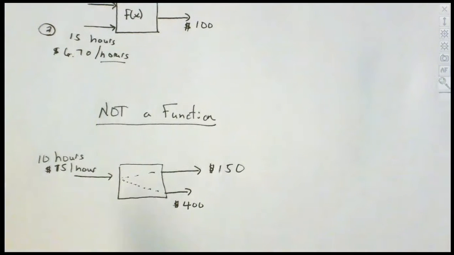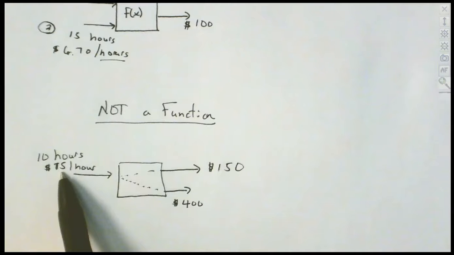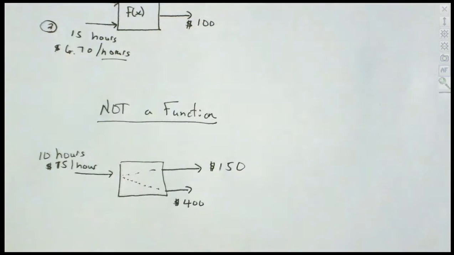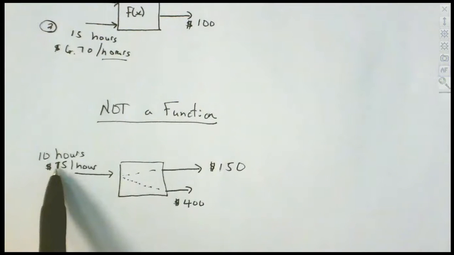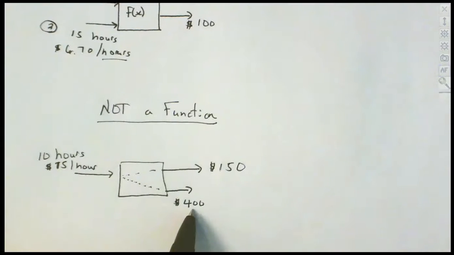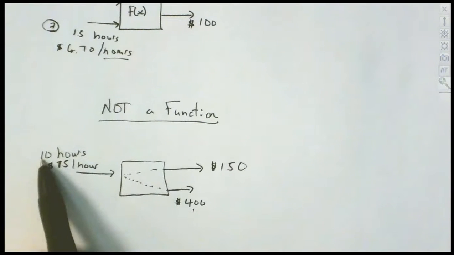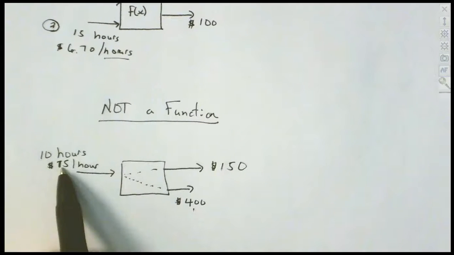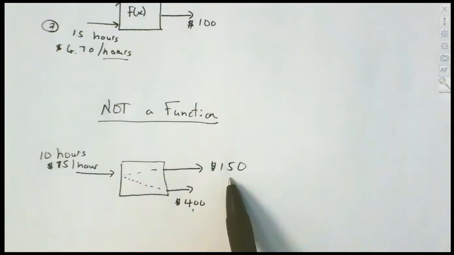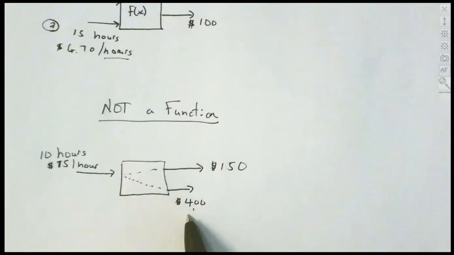No, right? Because you've got the person that works for $15 an hour. They work for 10 hours. How much do they make? They should make $150, right? Somebody else works the same 10 hours. They make the same $15 an hour, but their paycheck is $400. What would that tell you? That would tell you that somebody made a mistake, right? Somebody typed in their information incorrectly, and they got paid the wrong amount of money. So that's why this is not a function. This is a mistake, right? If you make $15 an hour, and you work for 10 hours, you make $150, not $400. So you can't have that.